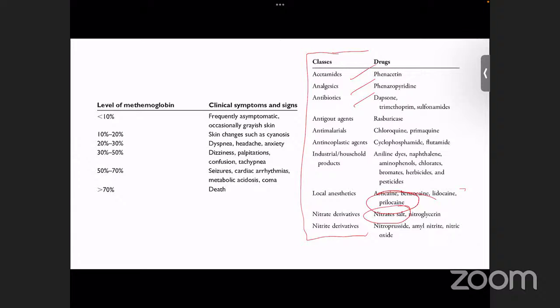At less than 10%, it is just gray skin, which has only cosmetic relevance. But as the percentage increases, the symptoms will change. Up to 20% can manifest as cyanosis, then later dyspnea, dizziness, palpitation, confusion. 50 to 70% is dangerously high. You can have seizures, arrhythmias, metabolic acidosis. More than 70% is mortality.